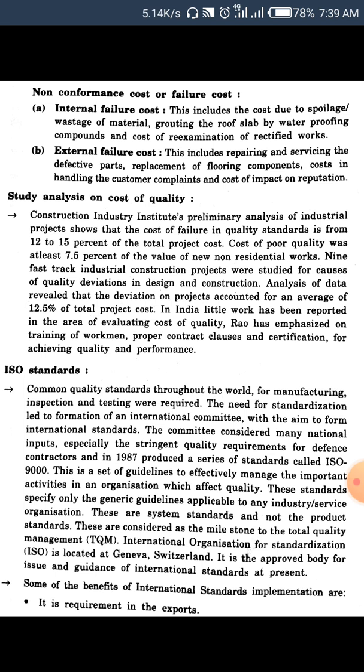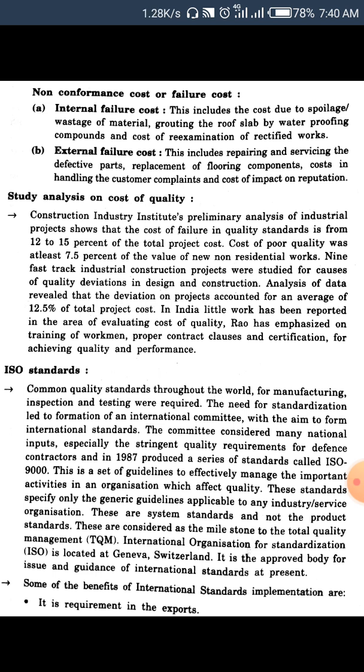And 9 fast-track industrial construction projects were studied for quality in design and construction. So here, analysis of the data revealed that the projects accounted for an average of 12.5% of the total project cost as the cost of quality control.